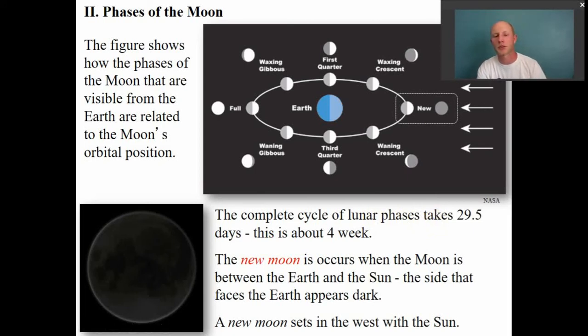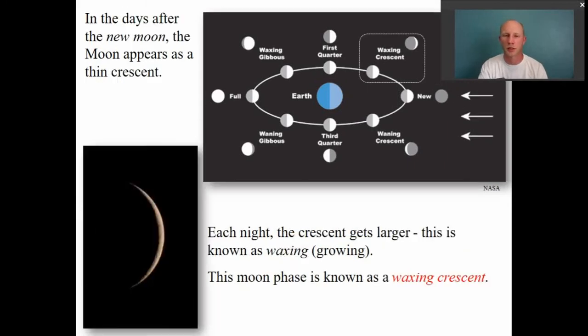The new moon occurs when the moon is between Earth and the sun, and the side that faces the Earth appears dark. A new moon sets in the west with the sun.